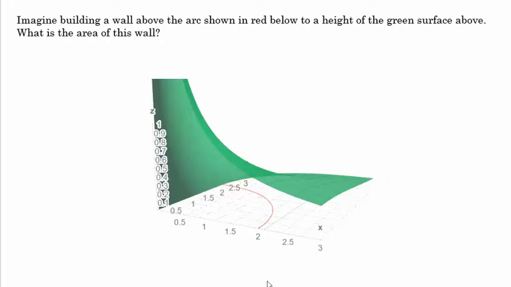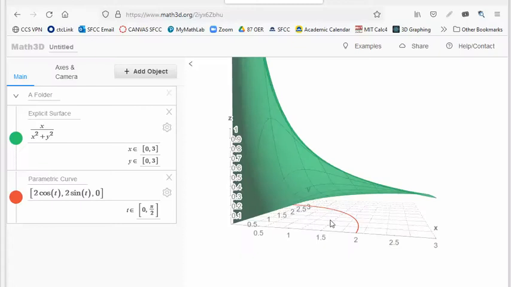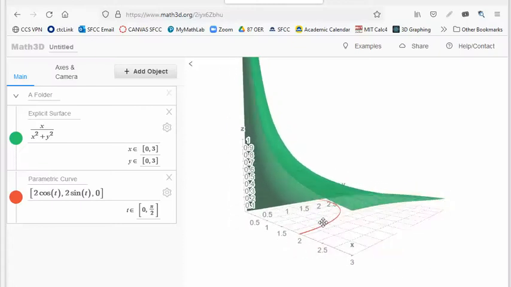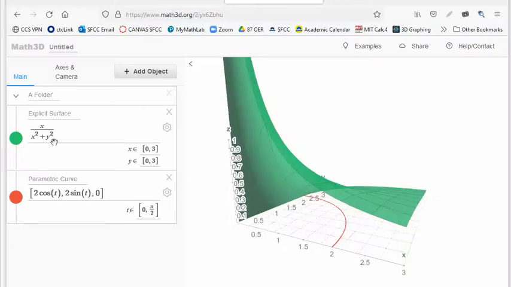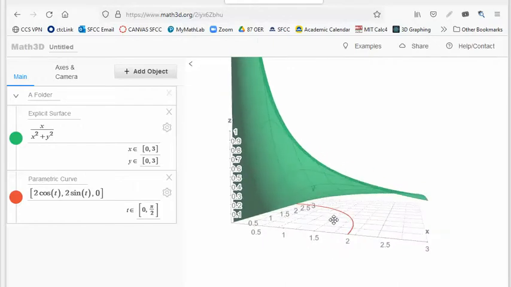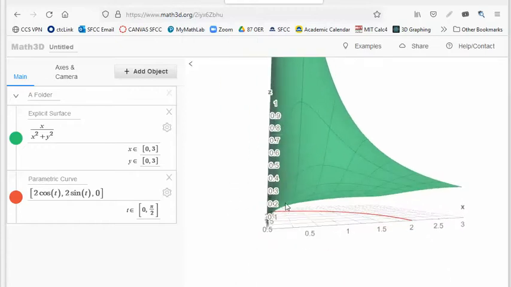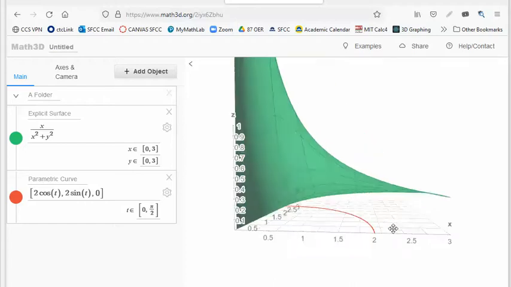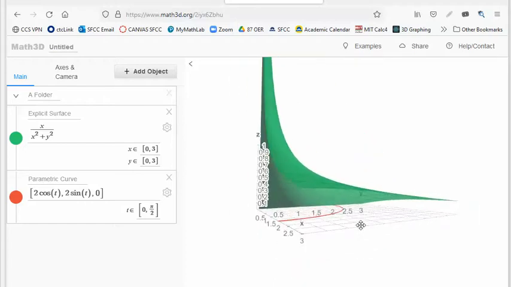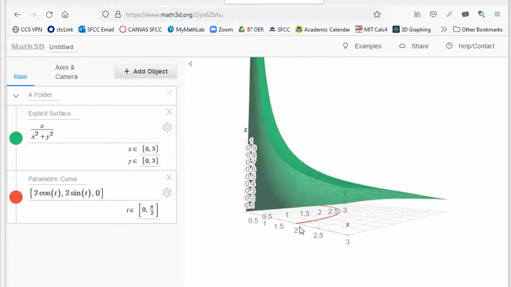Let's go take a look at that in a little more dynamic way here. So here's the graph. This is the graph of the green surface, and this is the red vector valued function just in the XY plane. Okay, so I want to build this wall like this. So it's going to be shorter over here. The wall's not going to be very tall over here, but then as I move this way, the wall's going to be taller and taller. Okay, and it's going to create some area.